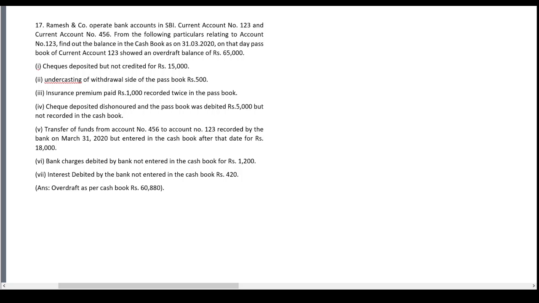So again in this problem we'll not try to prepare the entire statement, but we would like to arrive at the answers quickly. In all our earlier lectures I've shown you how to prepare the bank reconciliation statement.